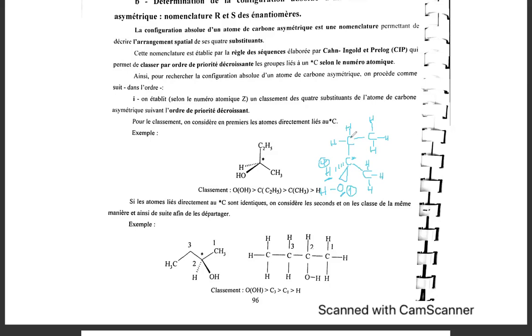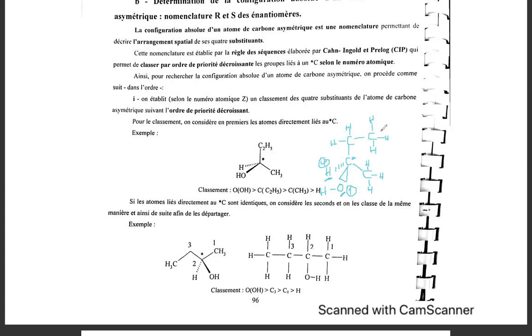Now you go on the other side. We have a carbon here that is bonded to another carbon, and to a hydrogen and to another hydrogen. Is it making sense? Now, the atomic number of hydrogen is 1, and the other atomic number of hydrogen is 1, and the atomic number for carbon is 6.